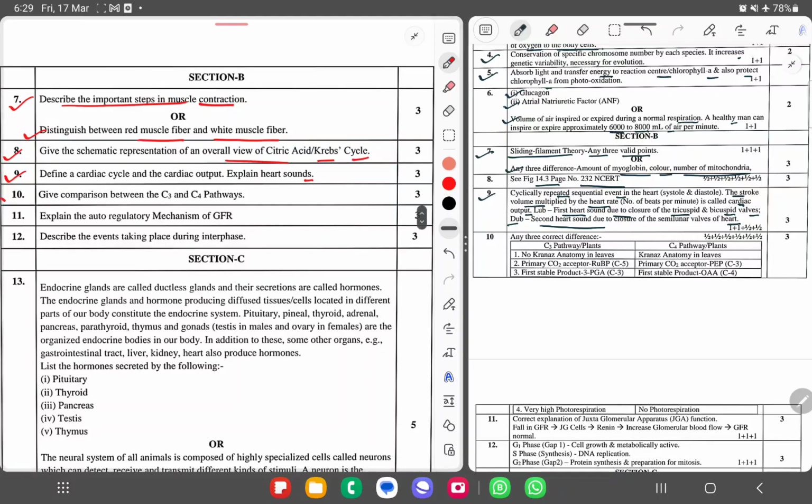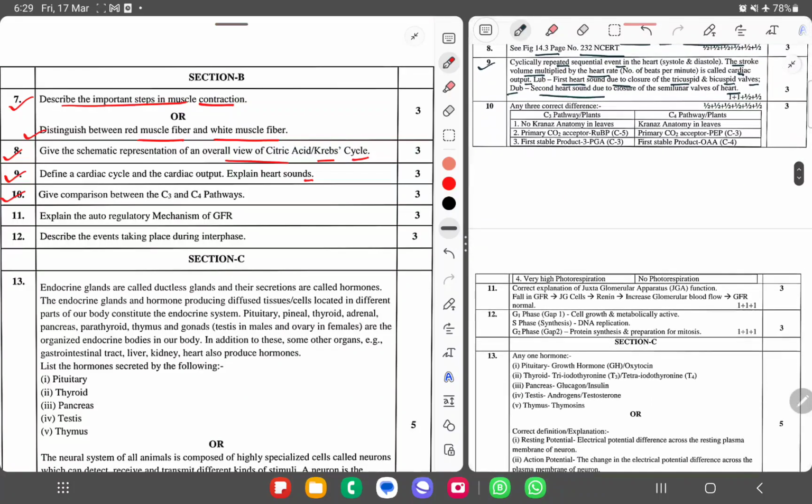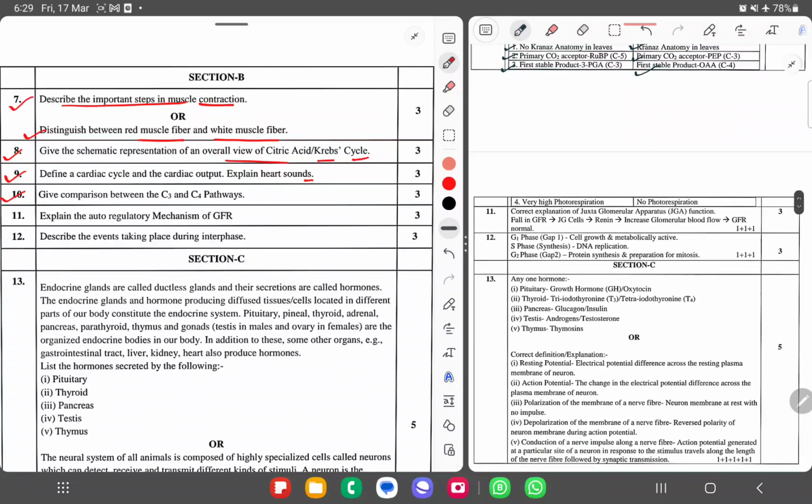Moving ahead. Give a comparison between the C3 and C4 pathways. You have to compare the C3 and C4 pathways. Any three correct differences. What is there in C3? No Kranz anatomy in leaves; Kranz anatomy in leaves in C4. Primary CO2 acceptor RuBP; primary CO2 acceptor PEP. First stable product. Next one: very high photorespiration; no photorespiration.